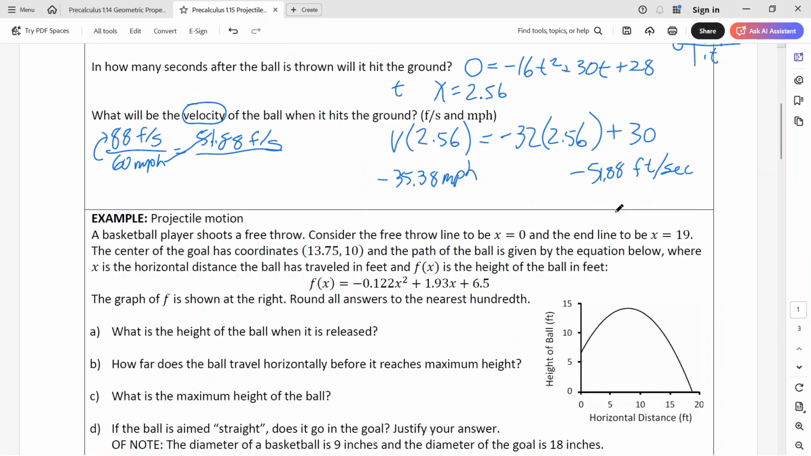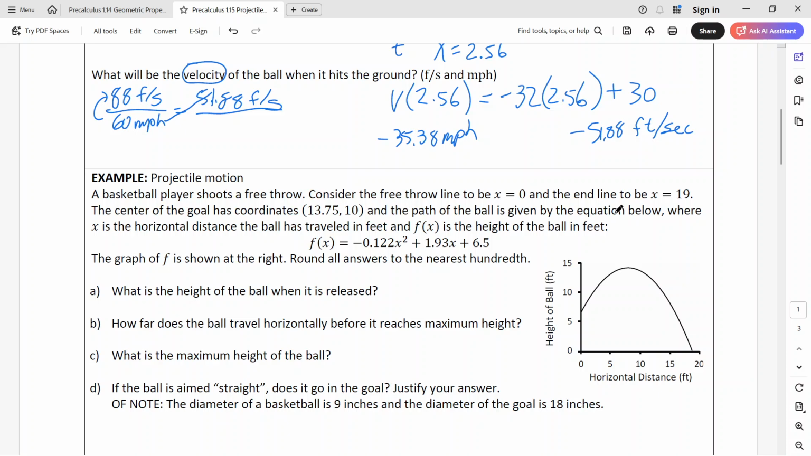Now, when we come to this next one, this is not the same as the first one, because this one has reconciled the horizontal and vertical motions into one single equation. So notice that now the input is not time, but rather how far the basketball has traveled in the horizontal, and the output, the y value, is the height of the ball. And then it's given us this equation, so we're going to do exactly what we did a second ago, which is we're going to enter that negative 0.122x squared. And notice again that x is not time this time. It is the horizontal distance, plus the 1.93x plus the 6.5.